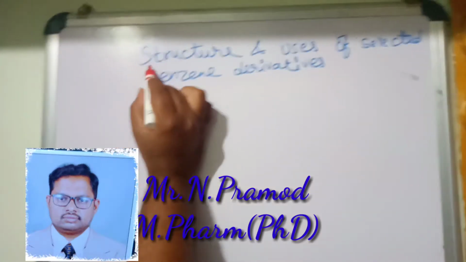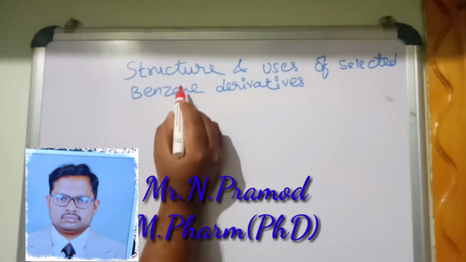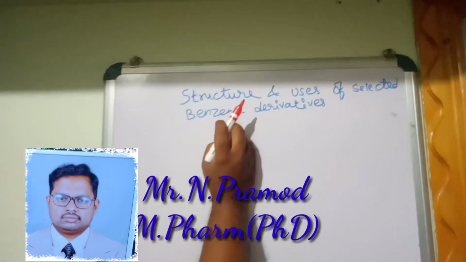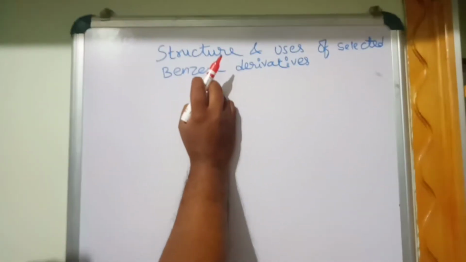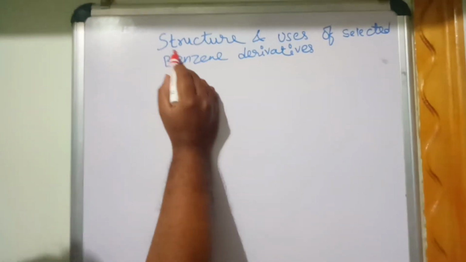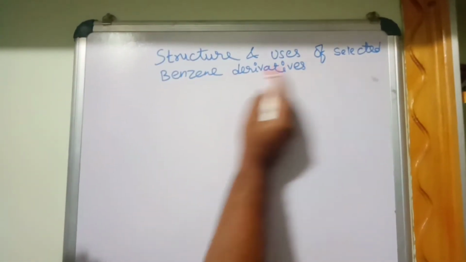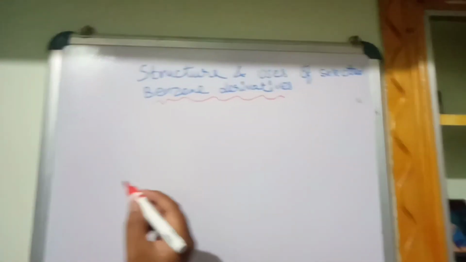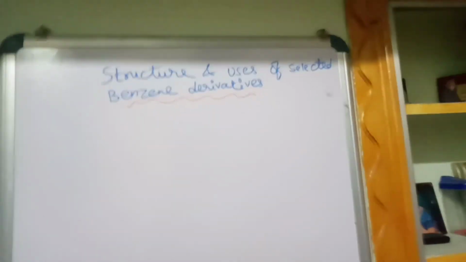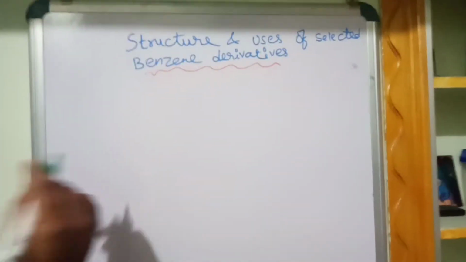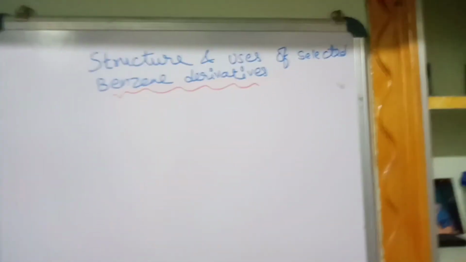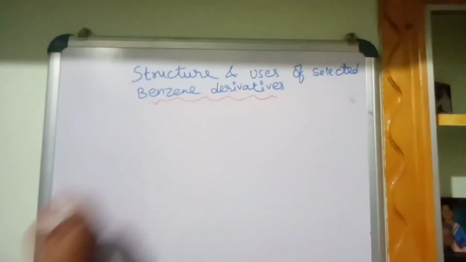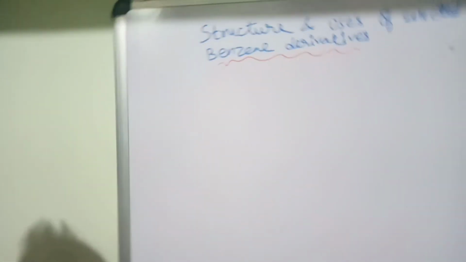Today we discuss the last part in the first unit of POC2, Pharmaceutical Organic Chemistry 2, that is the structure and uses of some selected benzene derivatives. So we are going to discuss some of the important benzene derivatives which have pharmaceutical uses and other uses. Those compounds we are going to study for their structure and medicinal uses.